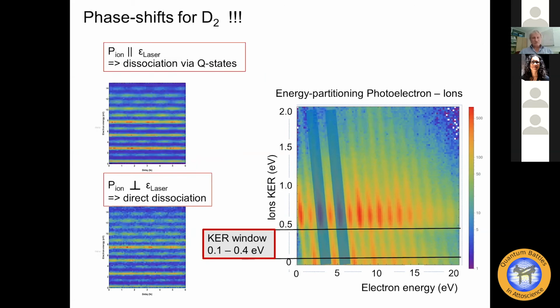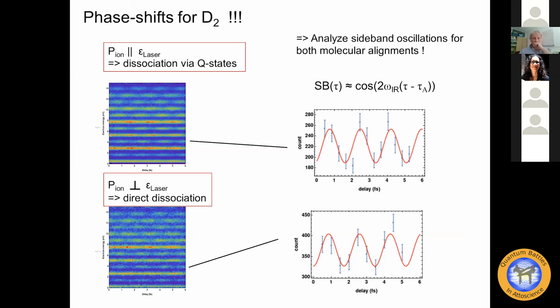Okay, let's go further, and now let's look at the phases here, for a selected kinetic energy window. We choose this part here, where we know that we have a contribution coming from these doubly excited Q states and direct ionization. And we also know that if we choose the ions preferentially emitted along the laser polarization, then we preferably have events coming from the doubly excited states. If we look perpendicular to the laser polarization, then the direct dissociation is a little bit more dominant. So we select a kinetic energy window for the ions here, and then look for the sidebands. And we look for the phases tau A here.